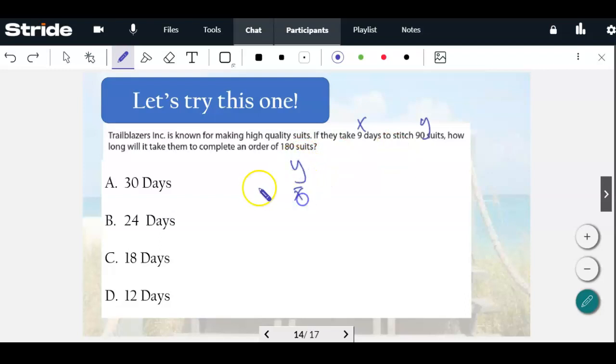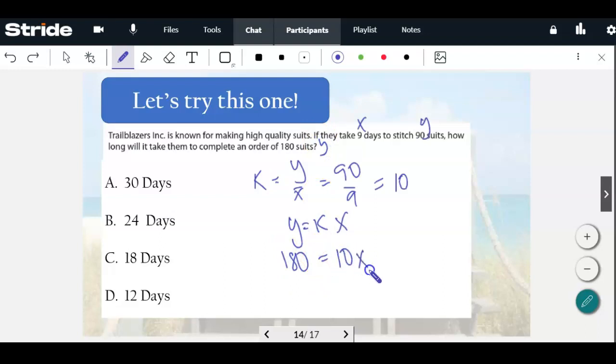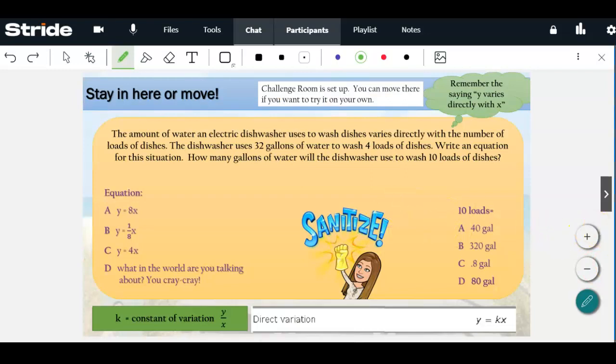So if I do y over x, that's my constant of variation, I'm going to do 90 over 9, which means they can do 10 suits in a day. That's our constant. So I know what the 10 is, and remember, the suits is y, so I can do 180 is equal to 10x, and you divide by 10 to solve it. And x is equal to 18. All right, and you can pause the video on this and try this one on your own.